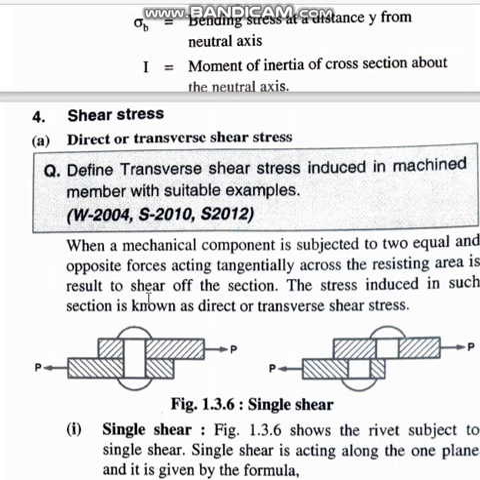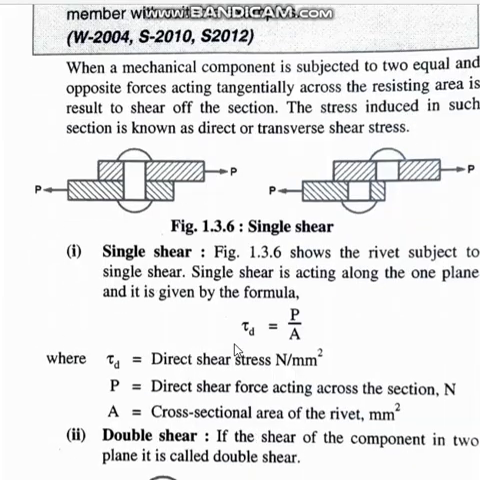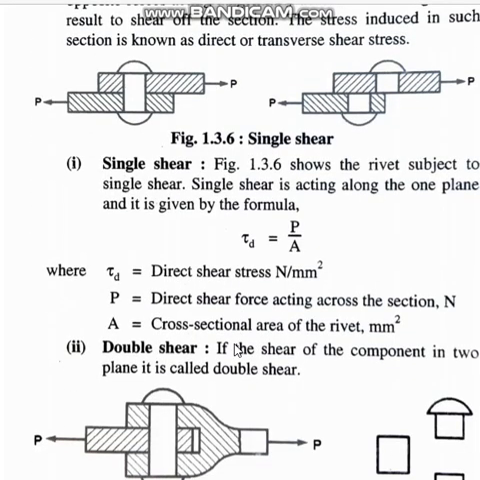It results in shearing off of the section. The stress induced in such a section is known as direct shear or transverse shear. Because the force is transverse, it is called transverse shear. I think you understand what shear stress is. Now let us go to further classification within the direct shear, the transverse shear.